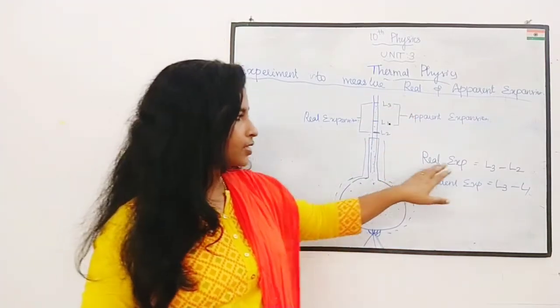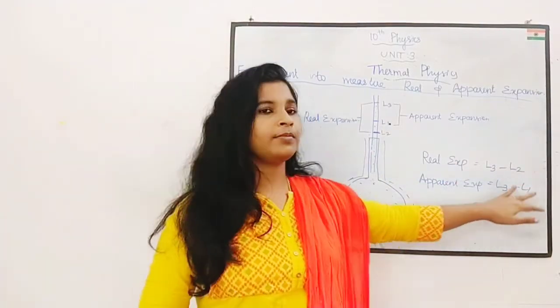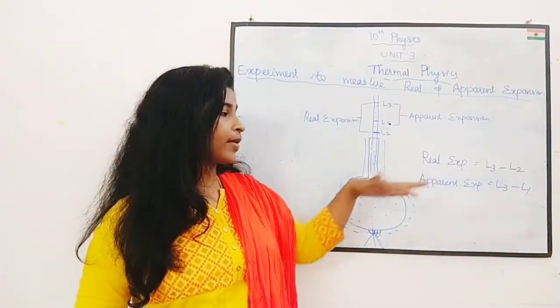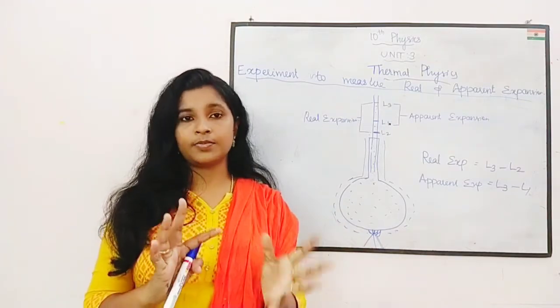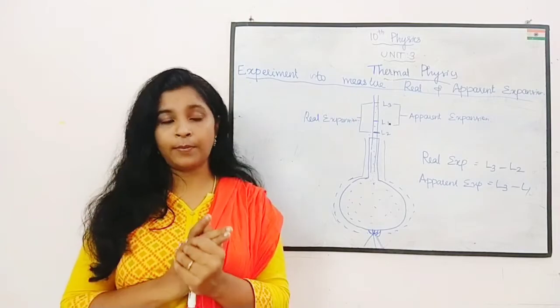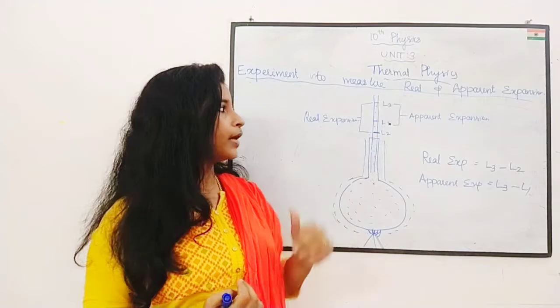So what is real expansion? L3 minus L2. And what is apparent expansion? L3 minus L1. Always the real expansion will be greater than the apparent expansion.